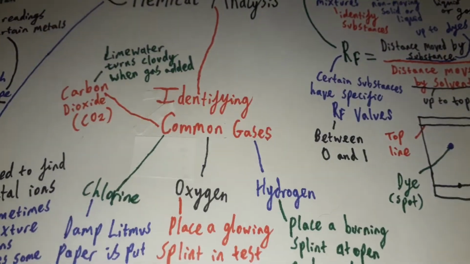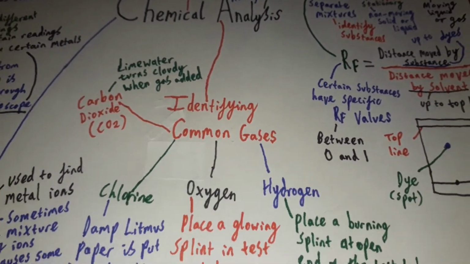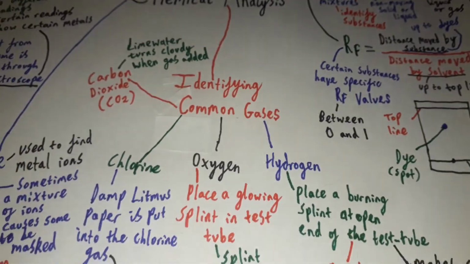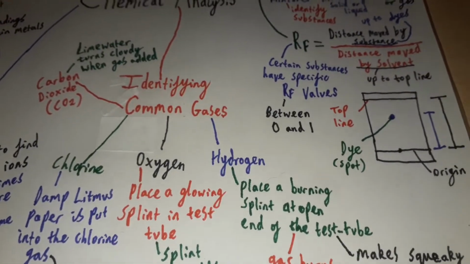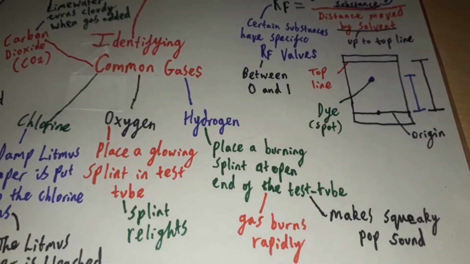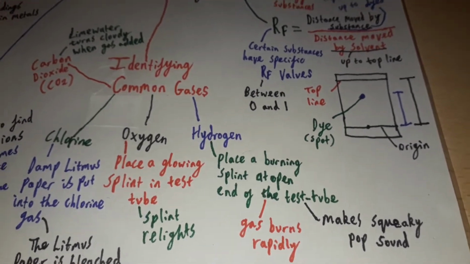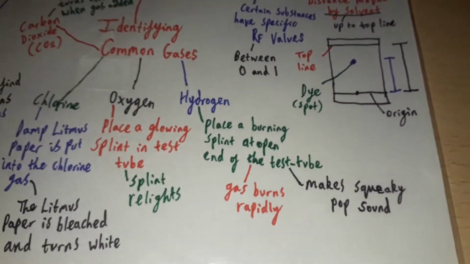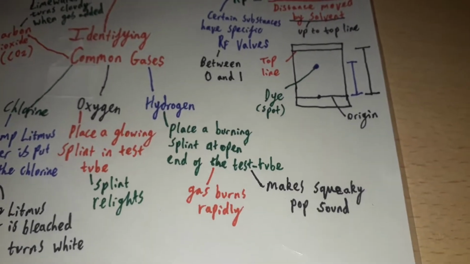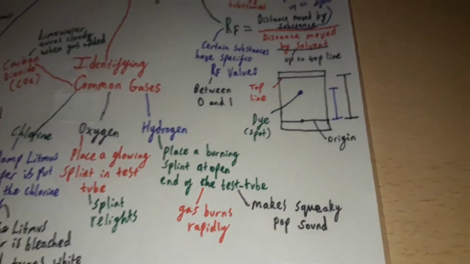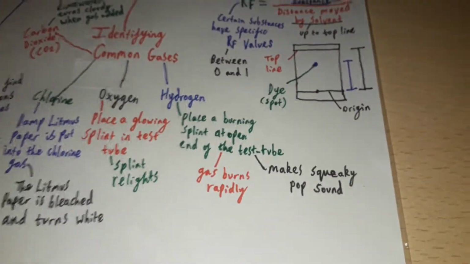Next, let's look at identifying common gases. There are 4 common gases we test for: hydrogen, oxygen, chlorine, and carbon dioxide. We test for hydrogen by placing a burning splint at the open end of the test tube. After doing this, the gas should burn rapidly and a squeaky pop noise should be made. This squeaky pop sound is the actual scientific term for it, and that's the noise it makes when the gas has been burnt.